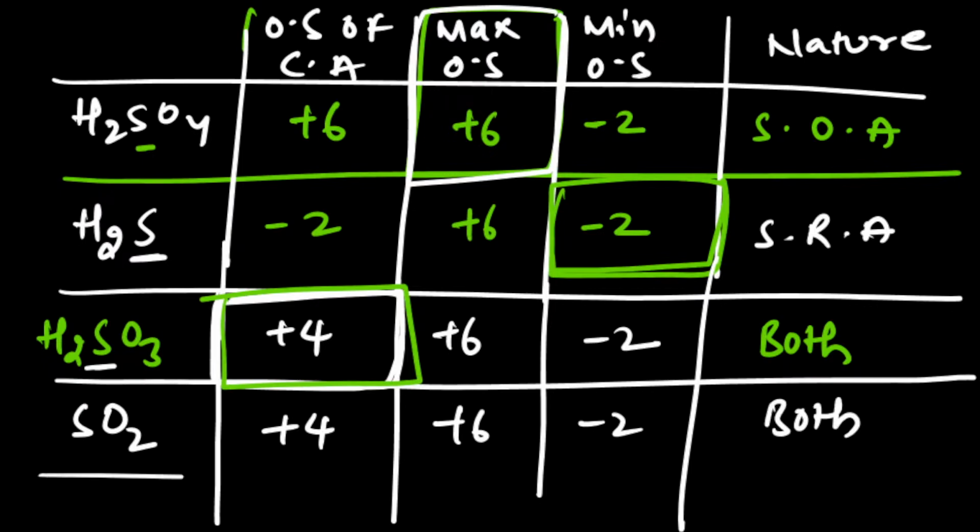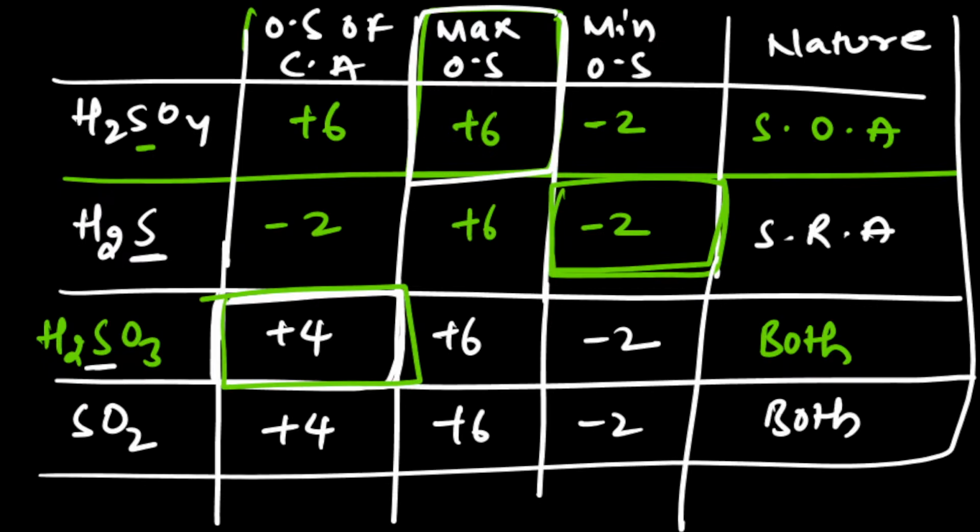So in this manner you can easily identify in the given species whether it is an oxidizing agent or a reducing agent. Next, this is about the sulfur. Now we'll go for the nitrogen.